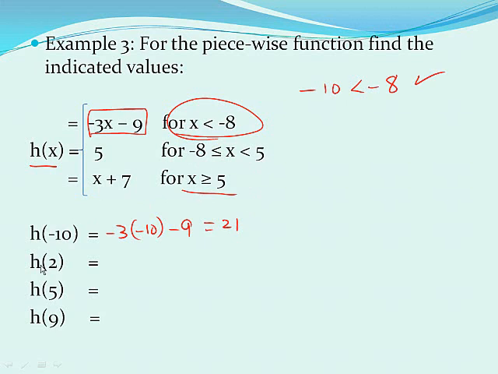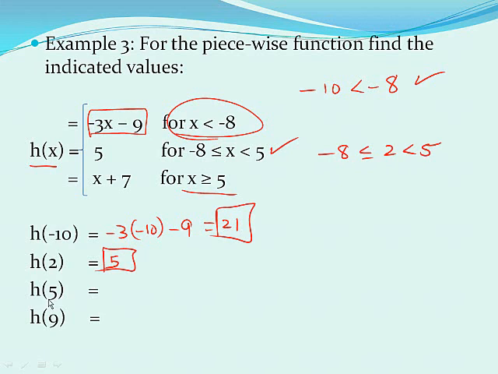If we want to calculate h of 2, 2 will be satisfying the inequality -8 less than or equal to 2 less than 5. In other words, 2 lies between -8 and 5. So I have to use the second formula. H of 2 will be the constant 5.